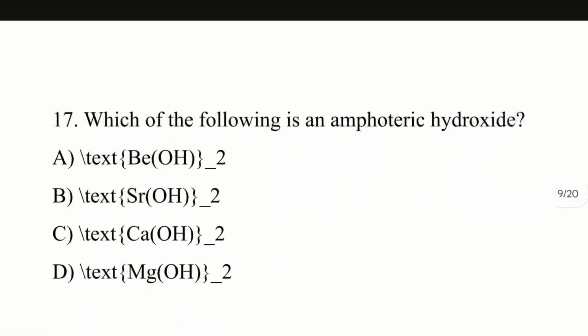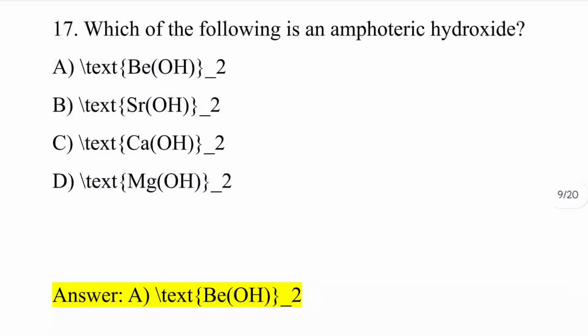Next, 17th question. Which of the following is an amphoteric hydroxide? Option A, Be(OH)2, option B, Sr(OH)2, option C, Ca(OH)2, option D, Mg(OH)2. The correct answer is option A, Be(OH)2.